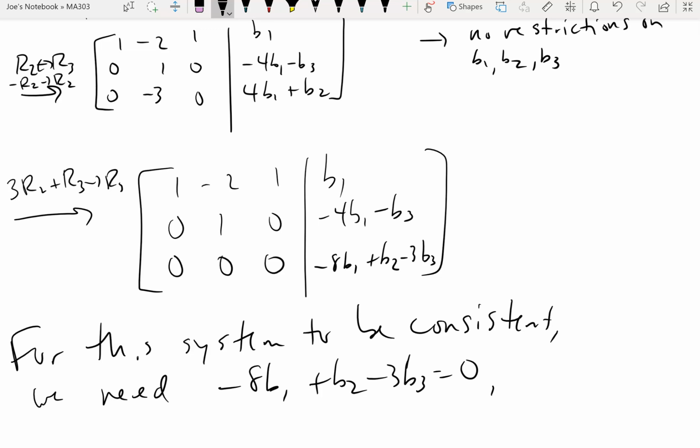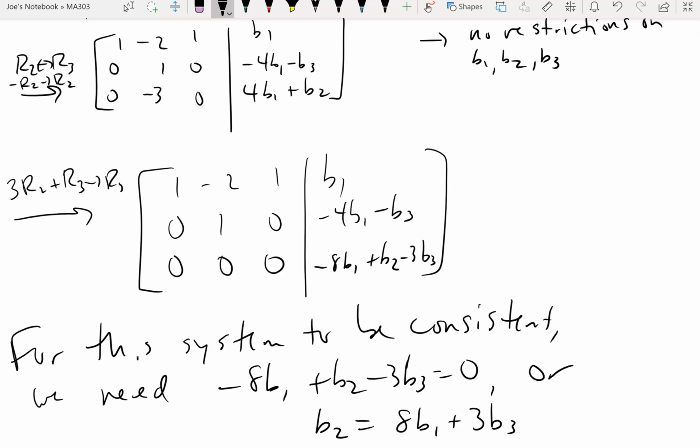Or if you liked it to look a little bit better, I could solve this for, say, b2. The only reason why I wrote it this way was that it makes it look like I can pick whatever I want for b1 and b3. But then if I pick whatever I want for b1 and b3, then b2 has to be that. So if you pick 1s for b1 and b3, then b2 has to be 11 in order for it to be consistent. Does that make sense?